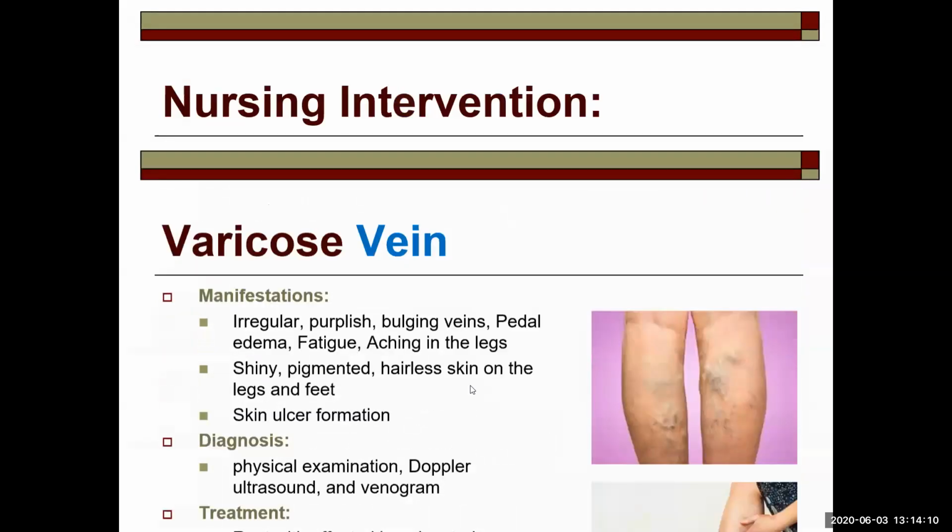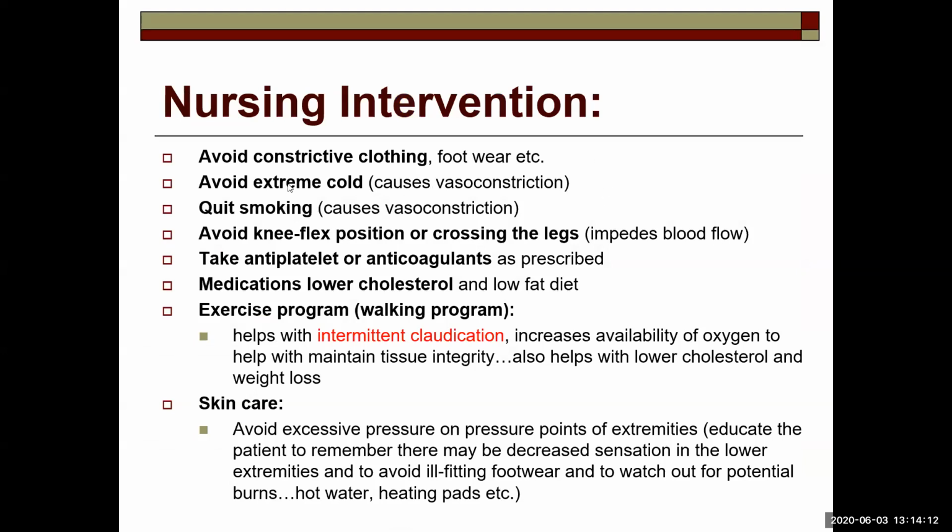Okay. All right. So here are some of the things that you need to avoid: constrictive clothing. If you have arterial in this case, you don't want to wear tight stockings or tight pants or whatever it is if you have arterial issues. Again, avoid extreme cold if that causes vasoconstriction. Quit smoking. Avoid knee flex position, or crossing legs.